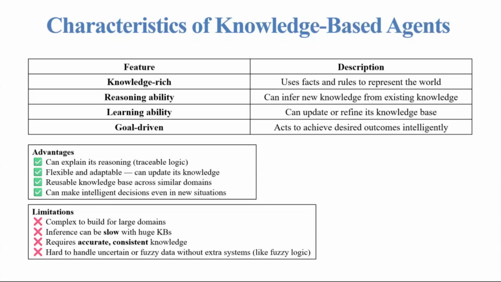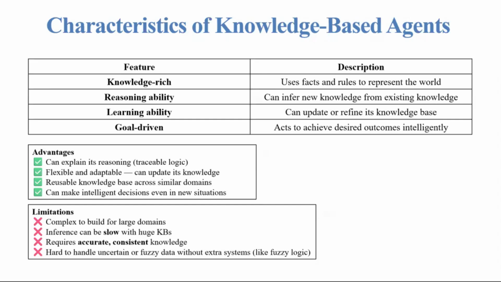The third limitation is that it requires accurate and consistent knowledge. If the stored knowledge is incorrect, incomplete, or contradictory, the AI will also produce incorrect conclusions. There is a popular saying in computer science: garbage in, garbage out. If we provide poor quality knowledge, we cannot expect intelligent decisions. Therefore, maintaining an accurate and consistent knowledge base is extremely important.